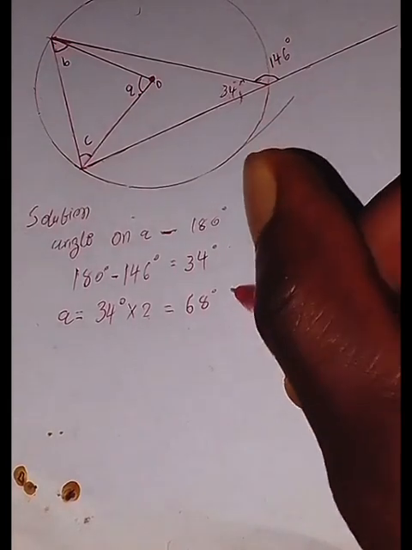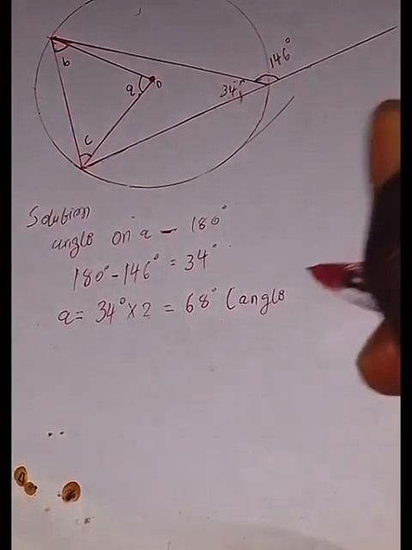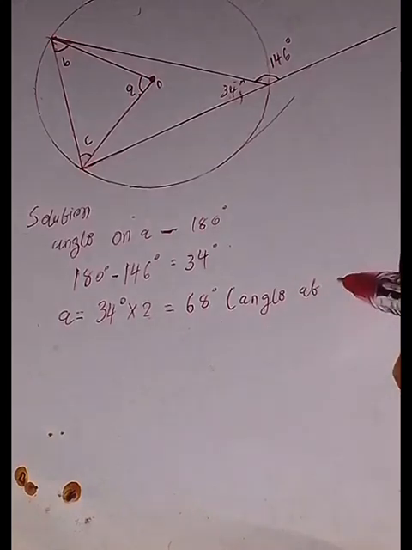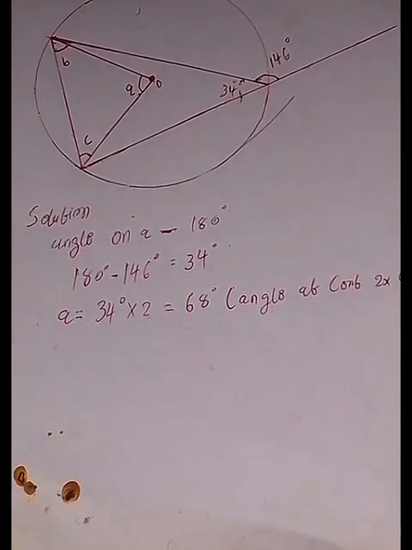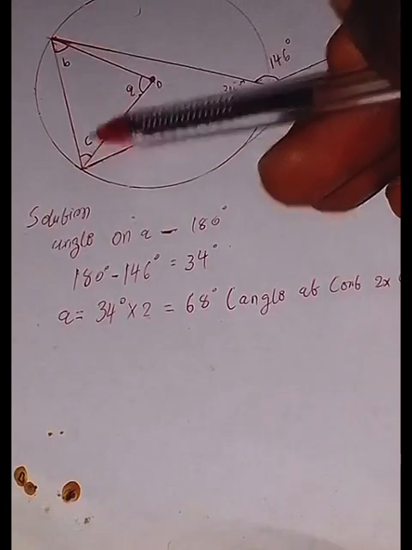68 degrees. Why is it that the angle at the center is twice that of the circumference? That's the reason for that. So now we have gotten our A. Now to get B and C here.